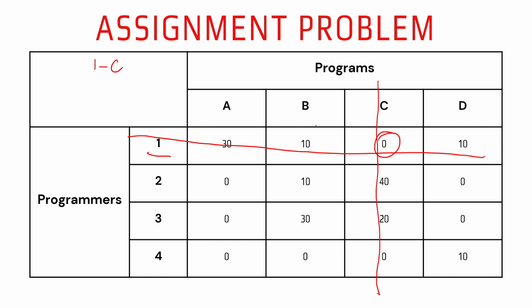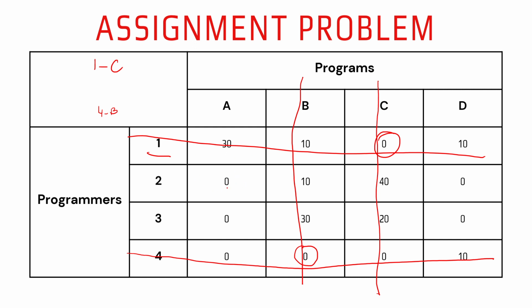So now we can see that this 0 is the only one that program B has. So we'll be assigning programmer 4 to program B. So 4B. So program B is now occupied and programmer 4 is also occupied. So we are now left with programs A and D.